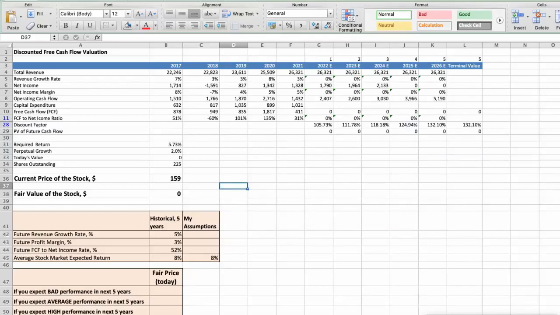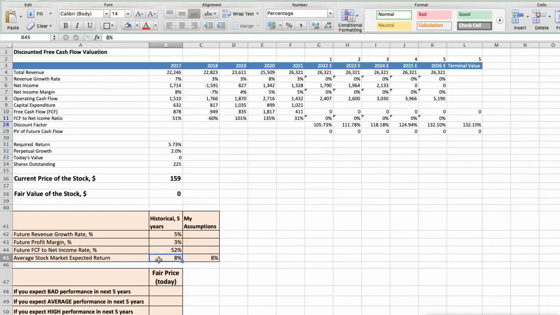This spreadsheet contains some financial data that we will use for the stock valuation. We see that the average revenue growth rate of the stock has been around 5% per year, for last 5 years. We see that the average profit margin of the stock has been around 3% per year, for last 5 years. Also we see that the average free cash flow to net income rate of the stock has been around 52% per year, for last 5 years.